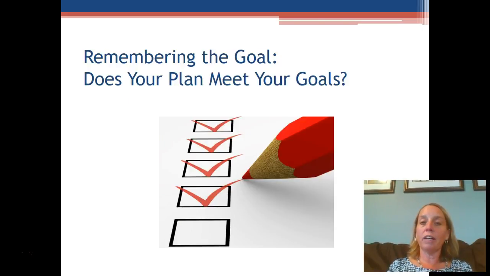Whenever you're working on any lesson, including a lesson that's focused on establishing inclusion, again, you always keep that goal in mind. So that's what you always start with.